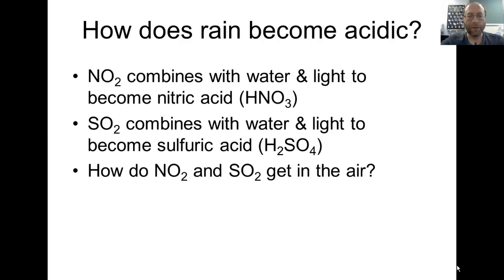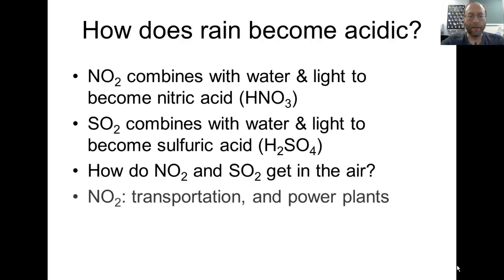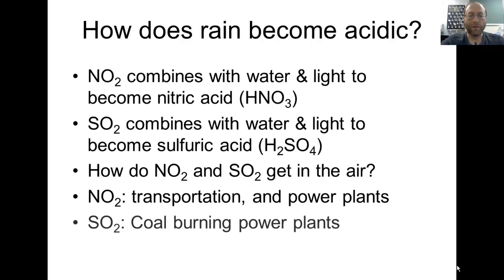How do they get in the air? As we learned before, nitrogen oxide gets into the air through transportation. It comes through the exhaust fumes that come out of cars, trucks and SUVs, and also from power plants. It's all from burning fossil fuels. Sulfur dioxide comes from coal-burning power plants. Sulfur is high in quite a few forms of coal.